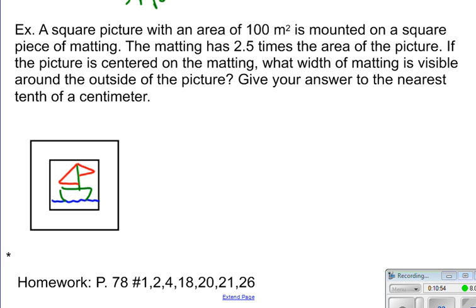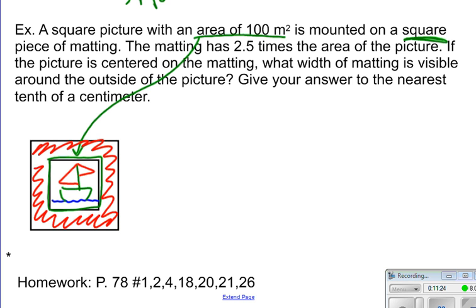Lovely little sailboat. It's the SS Culligan. And so it says the picture has an area of 100 meters square. So the picture has an area of 100 meters square. Okay? And it's mounted on a square piece of matting. The matting would be this outside piece in red. That's the matting. Kind of like the border in between the picture and the frame. So the matting has 2.5 times the area of the picture. If the picture is centered on the matting, what width of matting is visible around the outside of the picture?